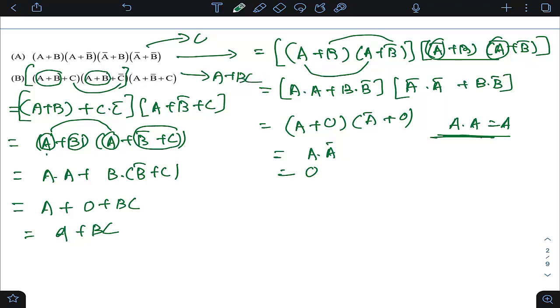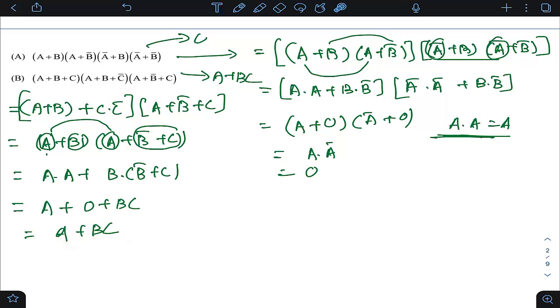So see, such kind of complex expression which could have taken around 6 to 7 steps, we are able to solve in just 1 or 2 steps. So these are some steps I am taking just to explain you. Otherwise, you can do all these calculations in your mind. So just in 1 or 2 steps, we are able to reach the answer a plus bc.